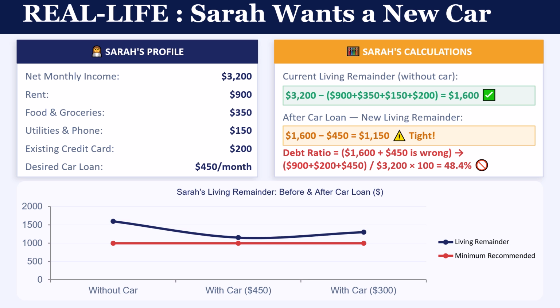This is a graph showing Sarah's living remainder before and after the car loan in dollars. The blue is the living remainder, and the red is the minimum recommended.